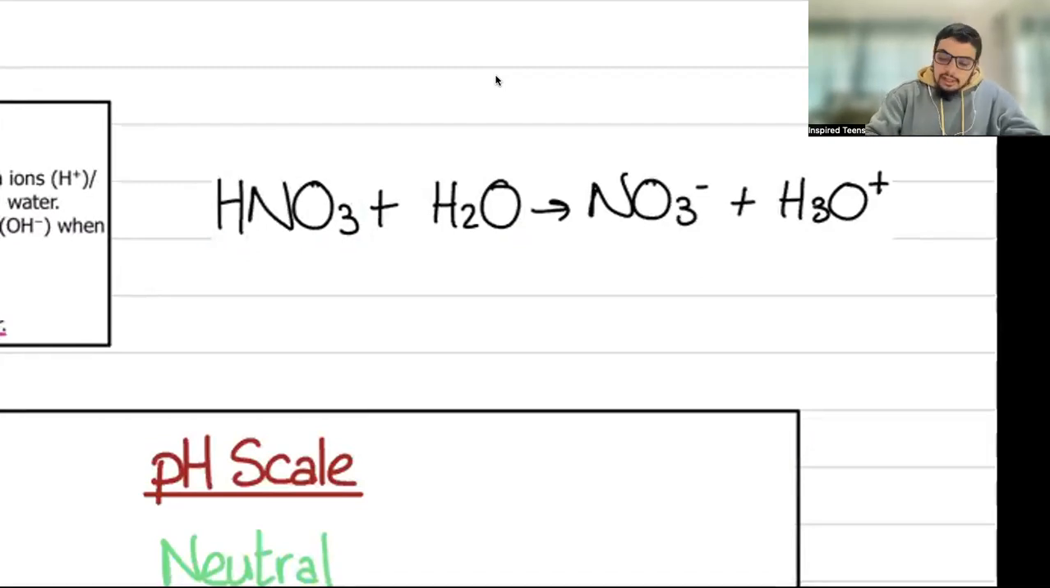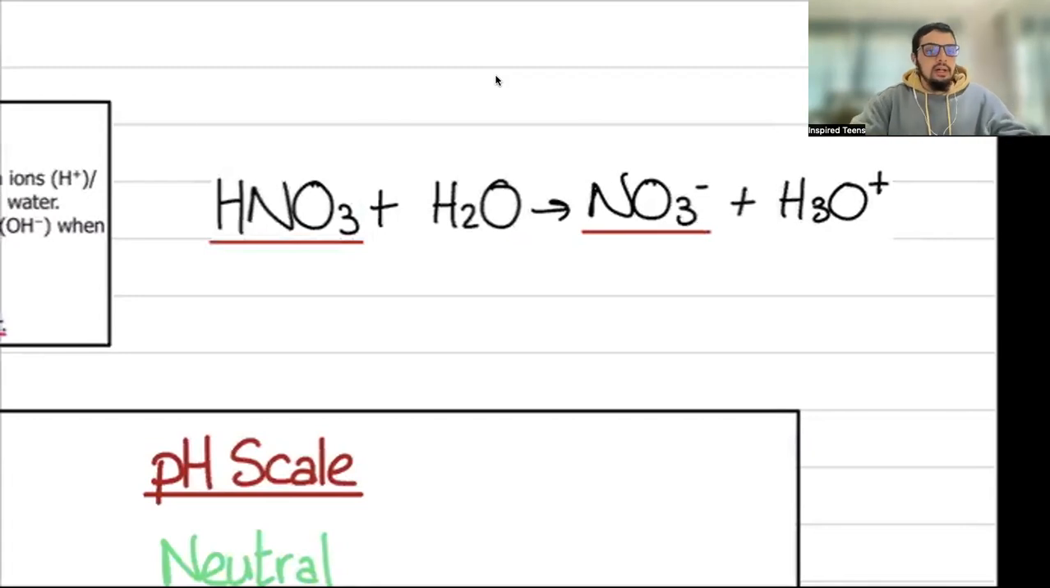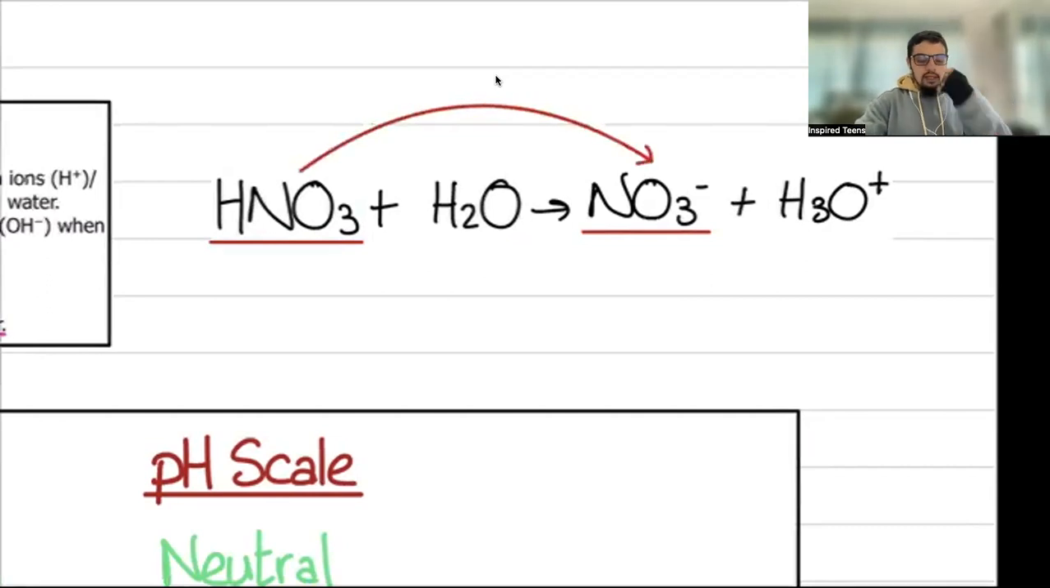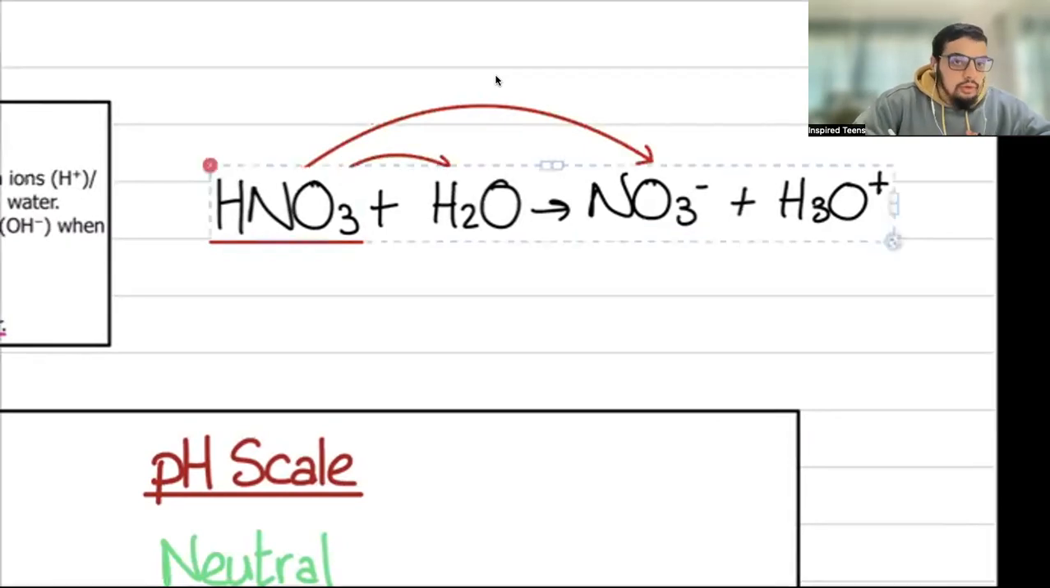So if we look at the difference between HNO3 and NO3 minus, what we can observe is that HNO3 lost a hydrogen atom. So between HNO3 and NO3 minus, it actually loses a hydrogen atom. So what actually happens is this HNO3 donates the hydrogen atom.